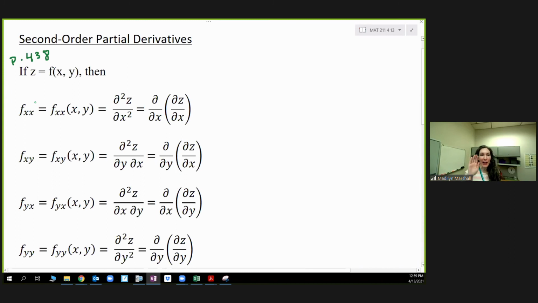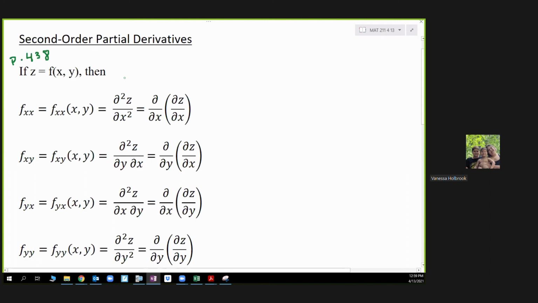Because if we do x and then x, that's different from x and then y, which is different from y and then x, and y and y. So there's 4 possible combinations of the different variables. And if we added another variable like z, we would need to have 6, 9.